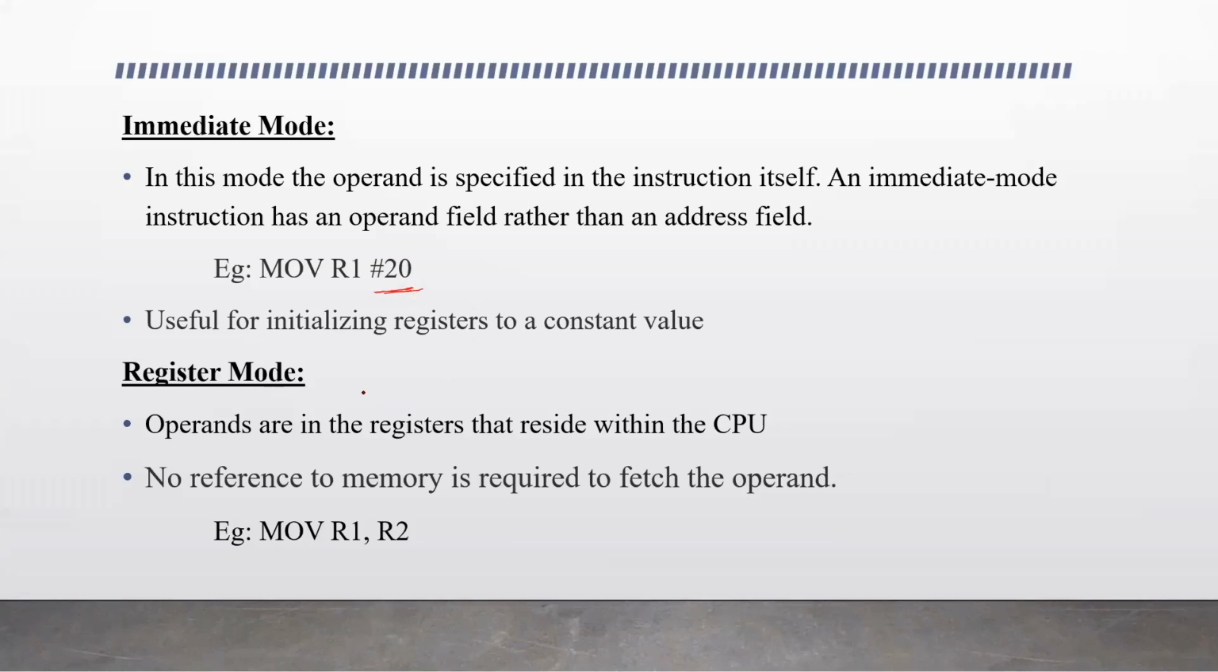And then we discussed register mode. In register mode, the operands are stored in registers in the CPU. So here, in the address field, we have the register address. There is no memory reference needed here. We don't store the operands in memory. When the operands are stored in a register, the address field will have the register address. So this mode is called register mode.